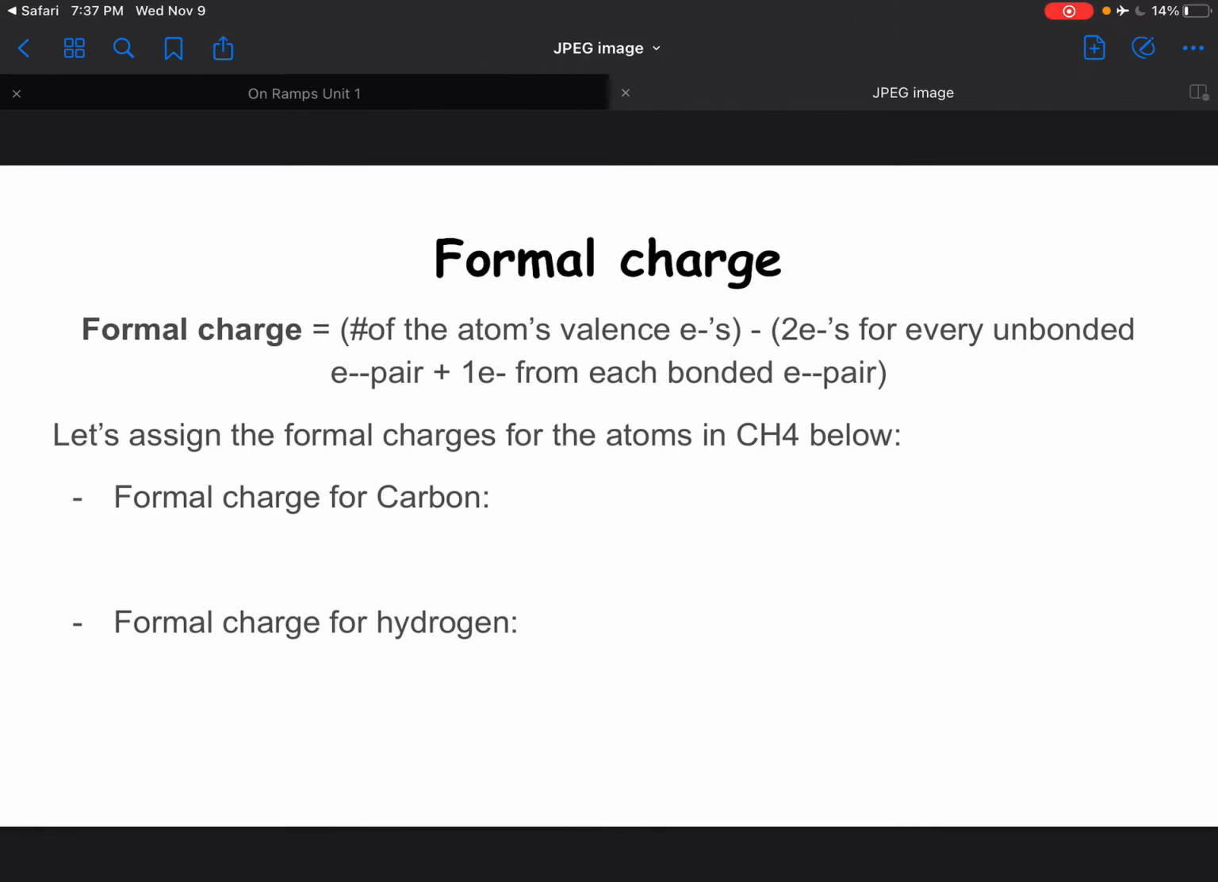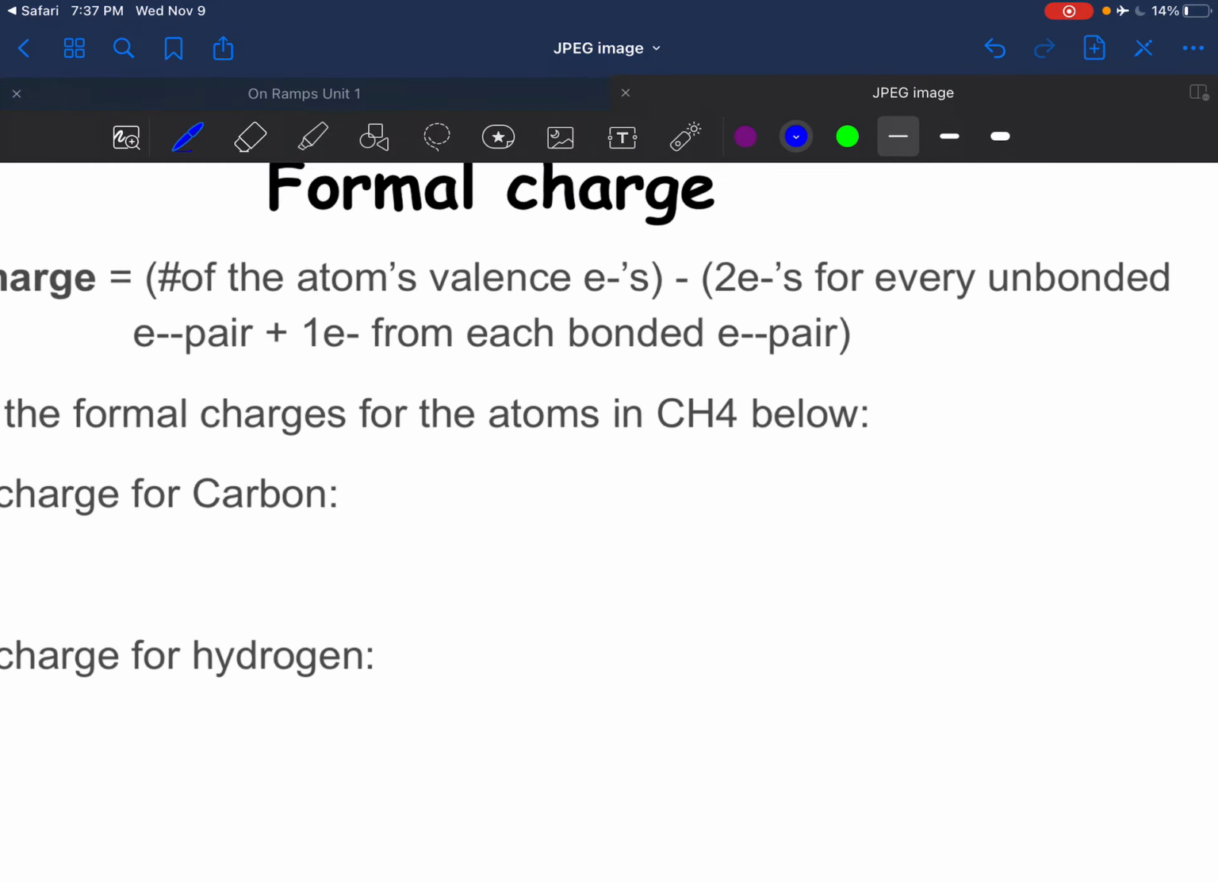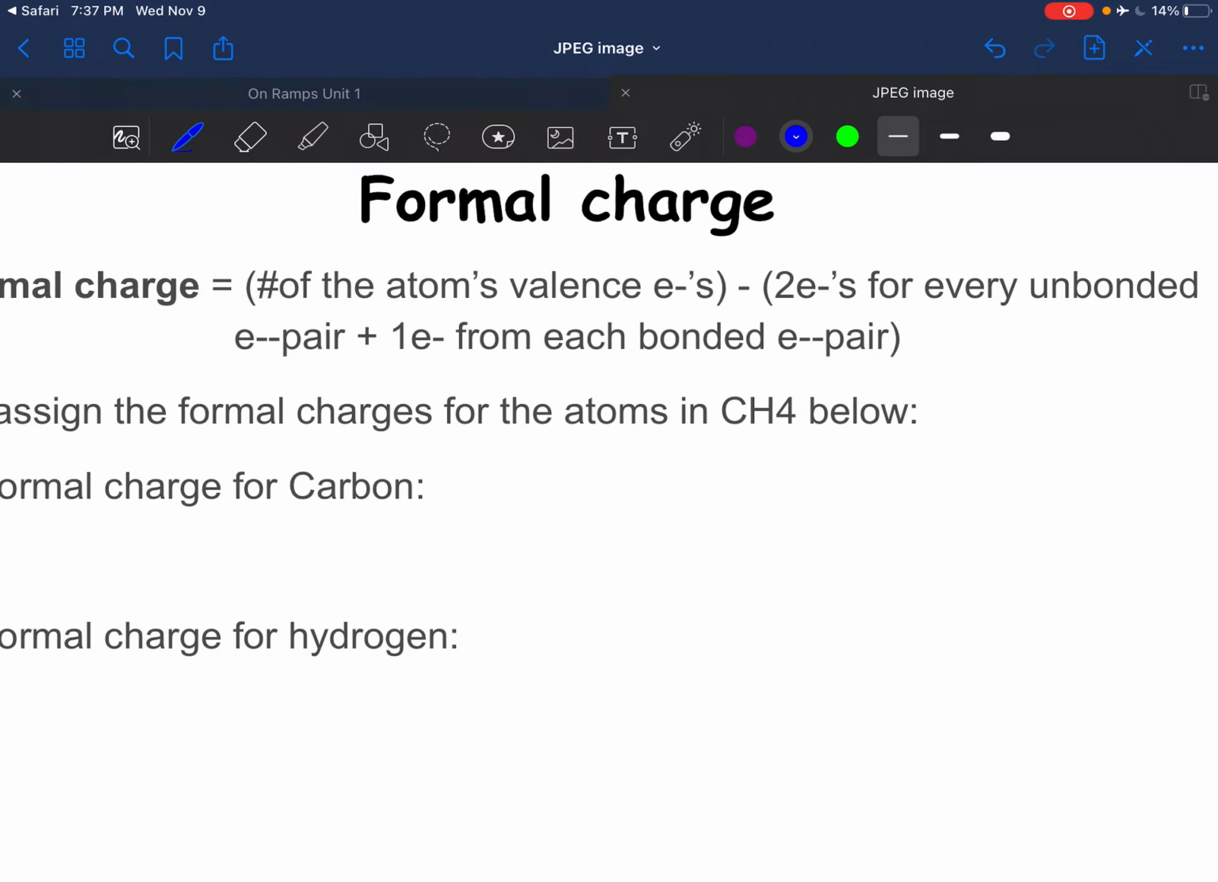Formal charge. Okay, so this was also on your past test. Formal charge is going to be the number of valence electrons of the atom. Depending on what group you are in, it'll be different for every single atom. So this is based off the group number. You're going to get that number and minus 2 for every unbonded electron pair.